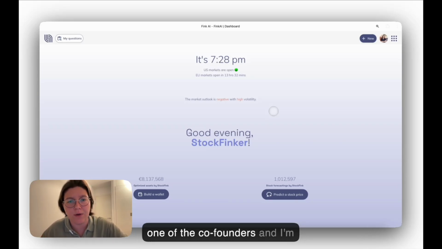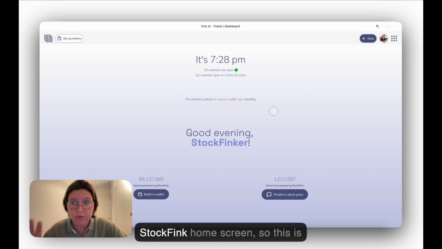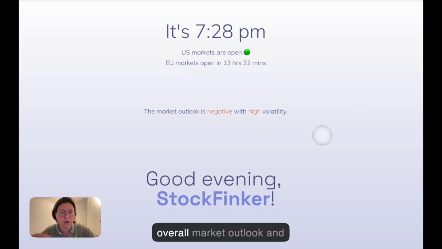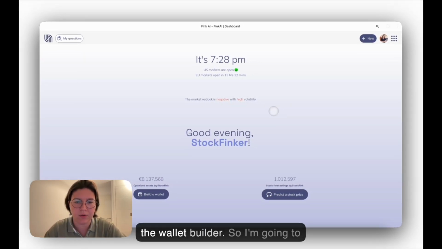My name is Aida, I'm one of the co-founders, and I'm going to be the person showing you some of the main features that we've developed. This is the StockFink home screen, so this is where you can see if markets are open or closed, an overall market outlook and volatility, and our two main tools, which are the Stock Analyzer and the Wallet Builder.